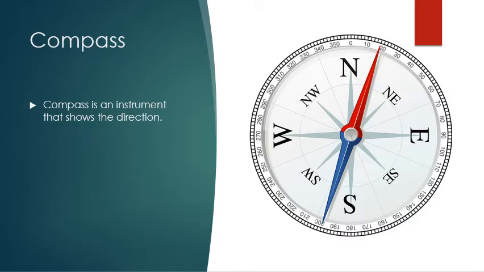Next we have the compass. On the screen you can see the picture of the compass. A compass is an instrument that shows the direction. Whatever the direction in which we put the compass, it will show us the same direction.